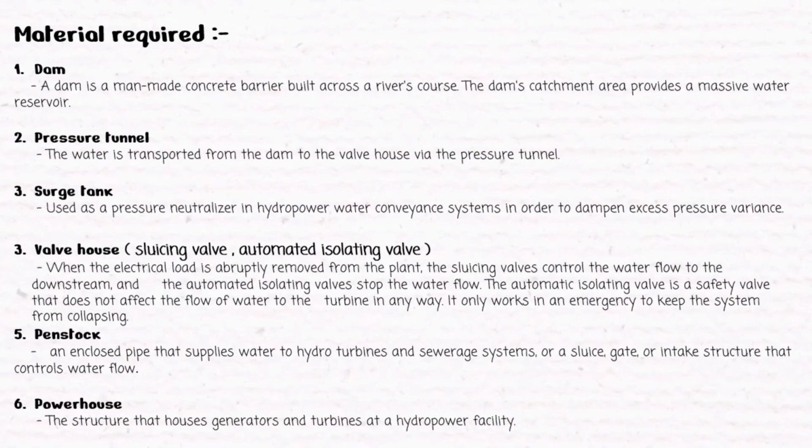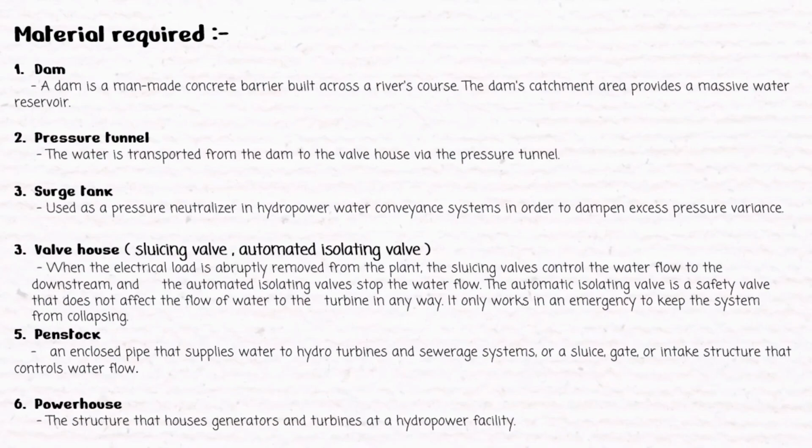Fourth, the valve house, which has two valves, the racing valve and the automated isolating valve. When the electrical load is abruptly removed from the plant, the racing valve controls the water flow to the downstream, and the automated isolating valve stops the water flow. The automatic isolating valve is a safety valve that does not affect the flow of water to the turbine in any way. It only works in emergency to keep the system from collapsing.